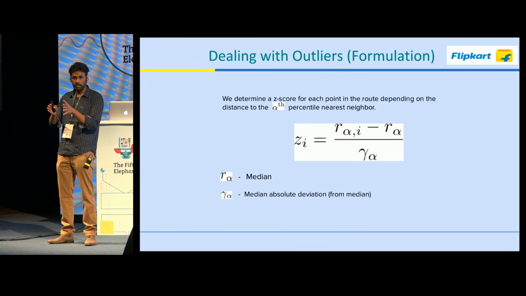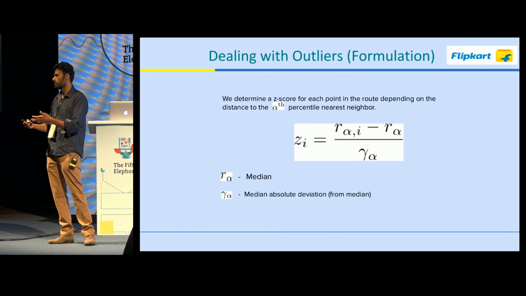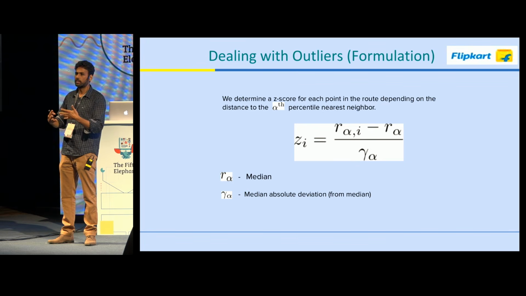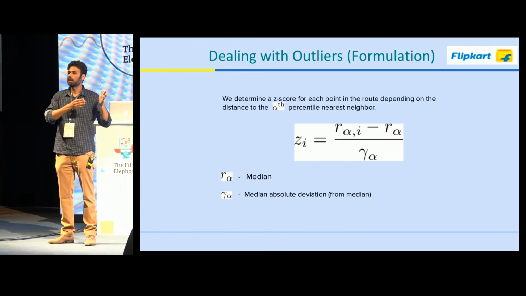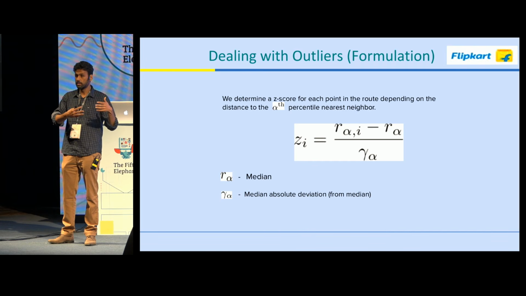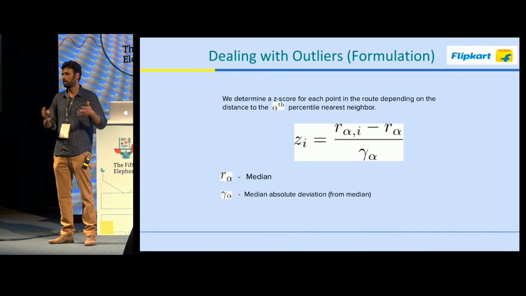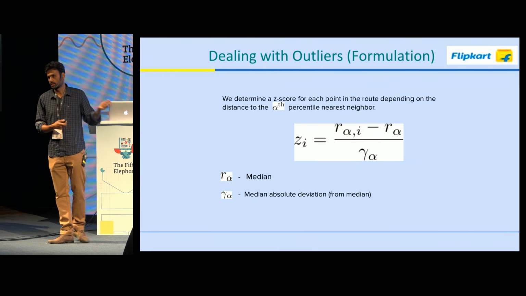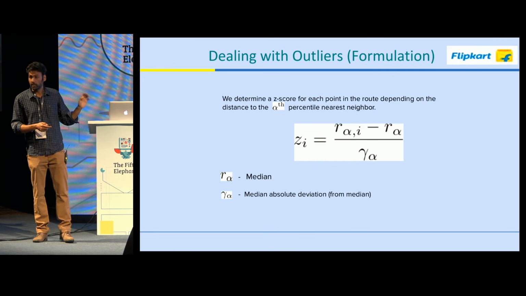You take the median of it, and then you take the median absolute deviation of it. And then you define a modified z-score, which is the value of that alphath percentile of nearest neighbor minus the median divided by the median absolute deviation. It's not the actual z-score because that uses the mean and the standard deviation, but this is a modification of it. So that's how you define your outlier.